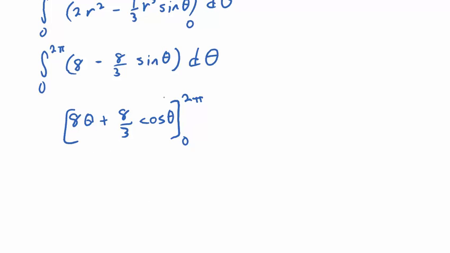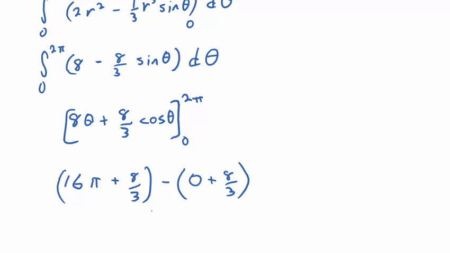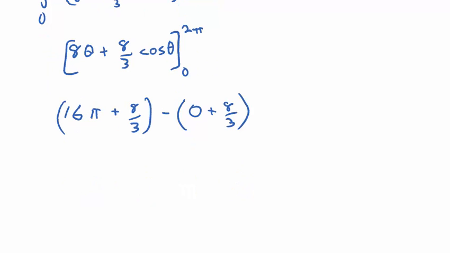And if we plug in 2 pi, what do we get? We get 16 pi for this first term, plus, since cosine of 2 pi is 1, just plus 8/3. And then if we plug in 0, 8 times 0 is 0. Cosine 0 is 1, so we just get plus 8/3 again. And the 8/3s are going to knock each other out, aren't they? So we're just going to be left with 16 pi.